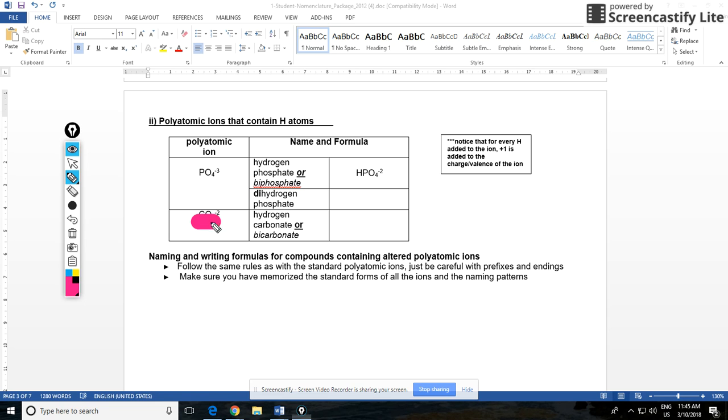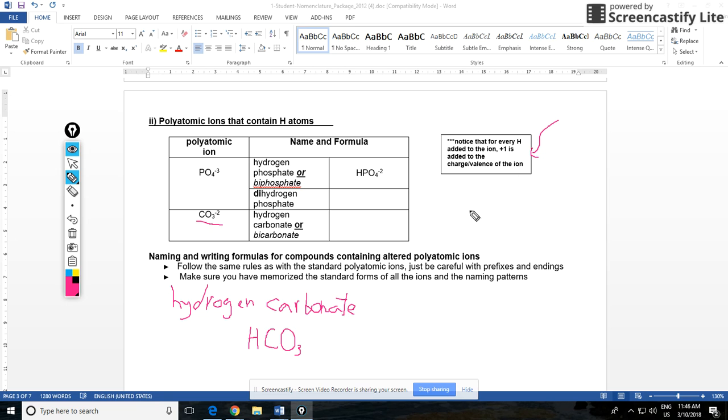So let's do an example here. We're going to take carbonate and add an H to it to make another polyatomic ion that you may have seen before. That polyatomic ion is called hydrogen carbonate. To make hydrogen carbonate, you simply add an H in front of the CO3 that's already there. You're not going to modify the number of O's this time. What you're going to do is modify the charge.